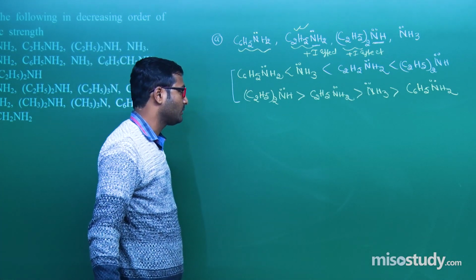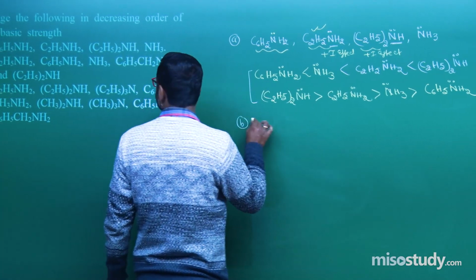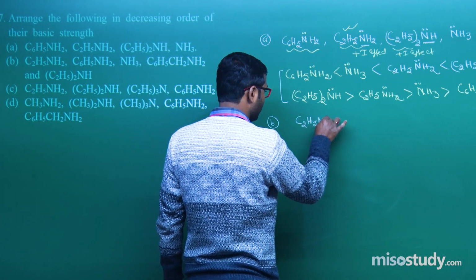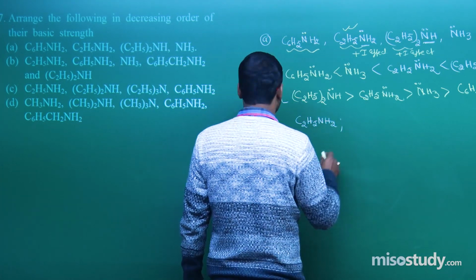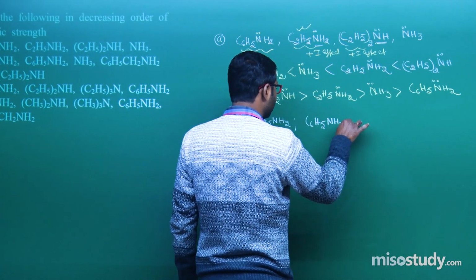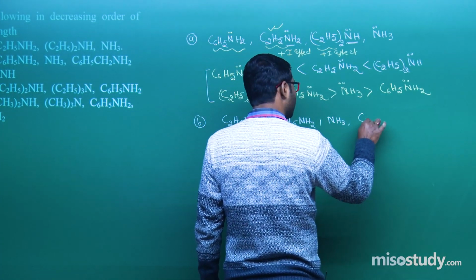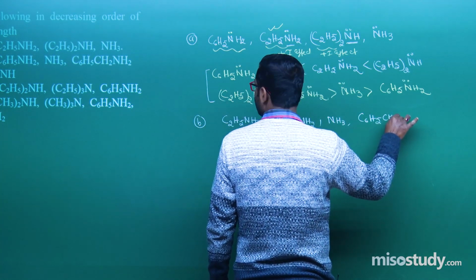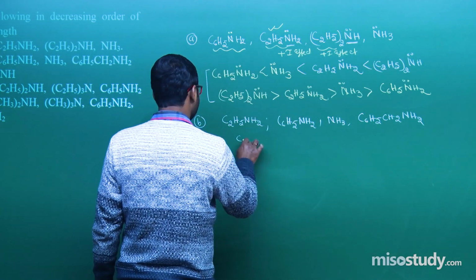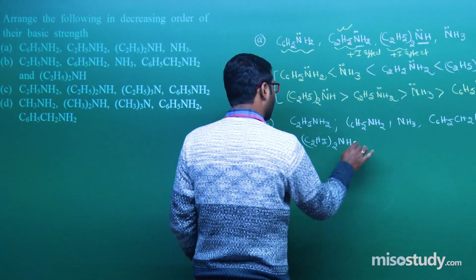Now the next question, the second one. The second one is C2H5NH2. Then there comes C6H5NH2. Then there comes NH3, then C6H5CH2NH2. Then (C2H5)2NH. Now compare them.